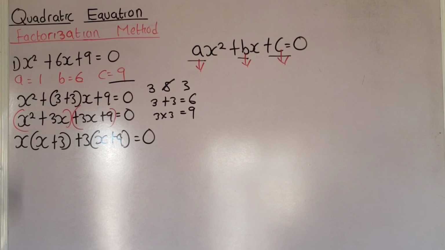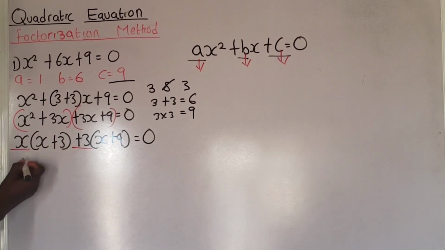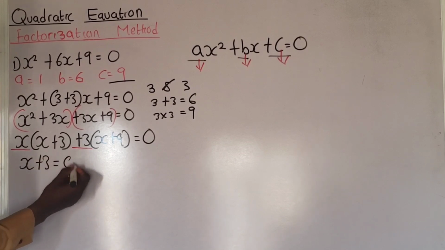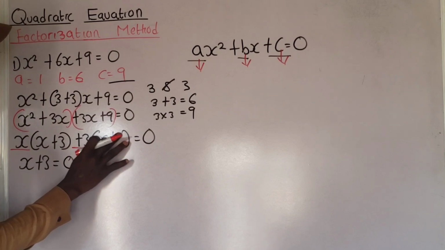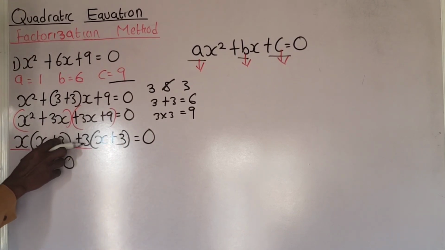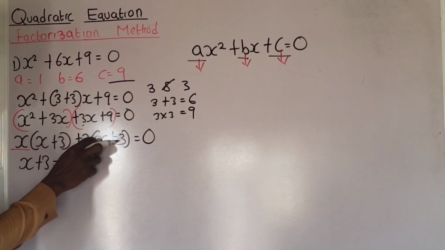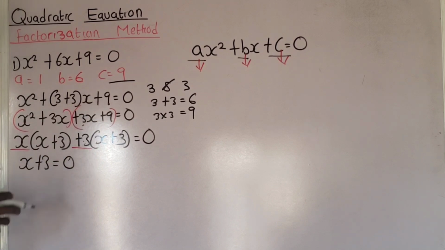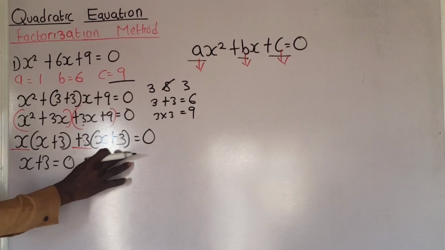So here, you can see the values outside the brackets. I'm going to add those values together. The value outside the bracket here is x, and this is plus 3. Hence, I'm going to have x plus 3 equals 0. Then, oh, sorry, I made a mistake here. This should be 3, because when I take the product of plus 3 and x, I get plus 3x, and when I take the product of plus 3 and plus 3, I get plus 9. So the right value for this bracket is x plus 3.